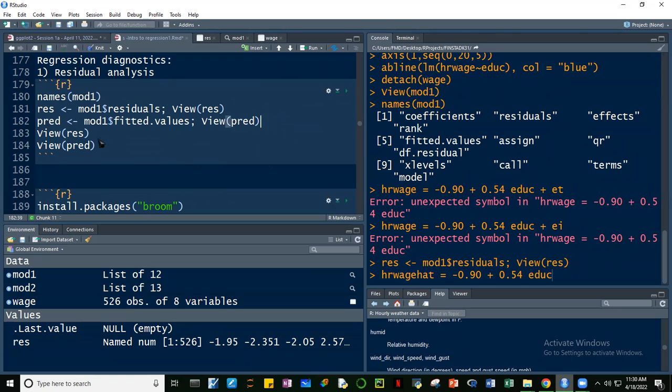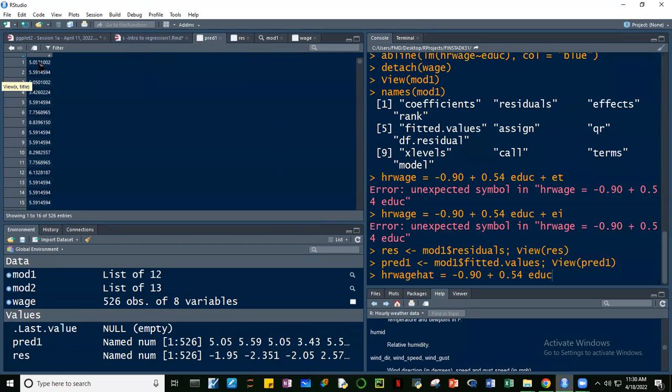Predicted. Okay? Mas maganda sana kung res 1 to. No? Res 1, pred 1, res 1, pred 1. Dito na pala yung view. Okay, sorry about that. Okay, so ito yung mga predicted value. Where did you get this predicted value? From here. It's negative 0.9 plus 0.54 times education.